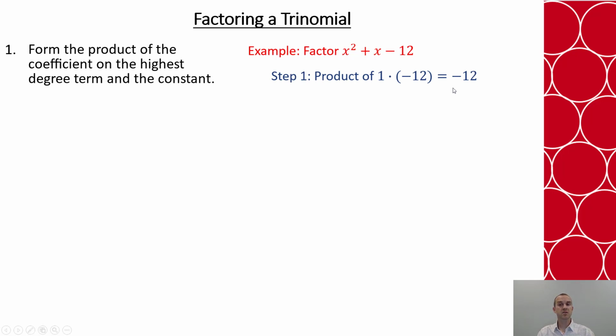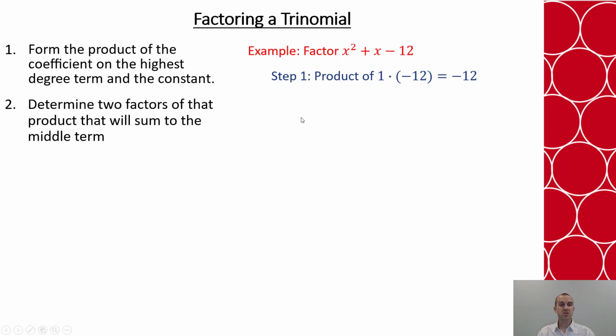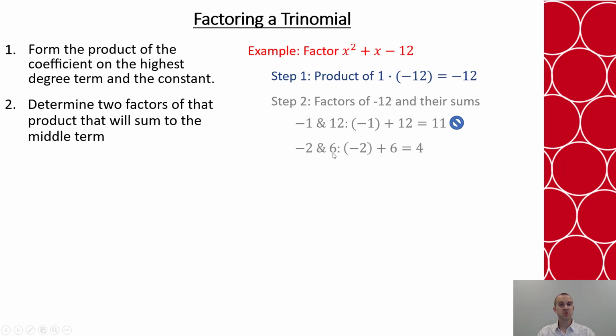Using this product, we're going to create factors of that product that will sum to our middle term. So we have here the product is negative 12, so we're looking at its factors. Since the middle term is positive, we know that the greater factor should be positive as well. So let's look and say, okay, negative 1 and 12, those are two factors, but negative 1 plus 12 is 11. Nope. How about negative 2 and 6?